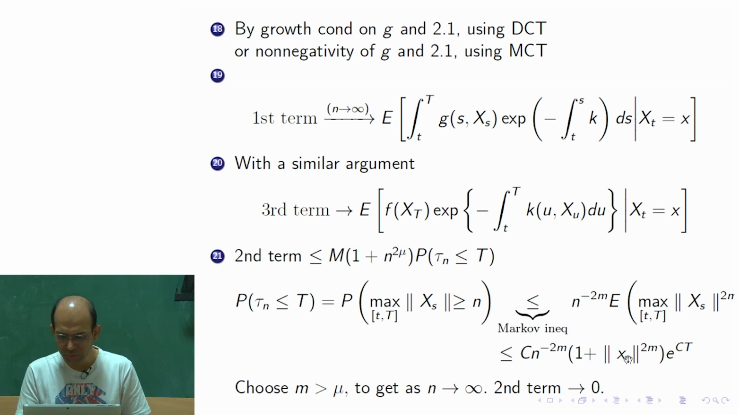Here it is actually n, so the norm of x to the power 2m. Here you have n to the power of 2 mu, correct. So this grows and this decays. If m is larger than mu, then the product goes to 0. So this is the end of the proof of the Feynman-Kac formula.